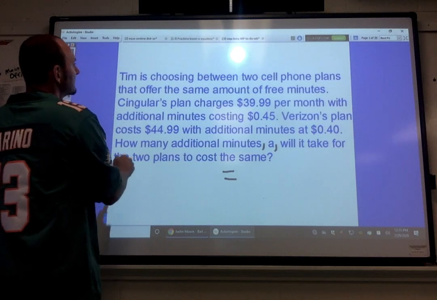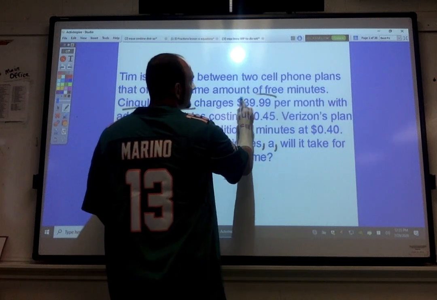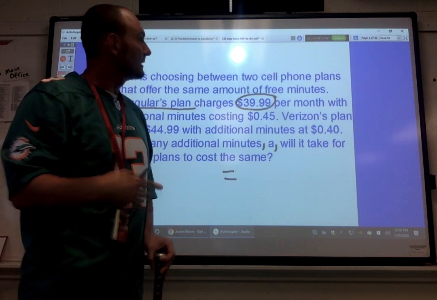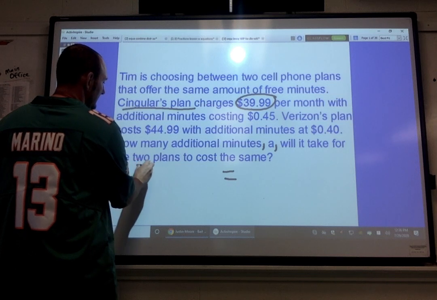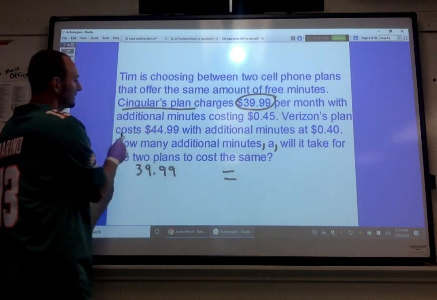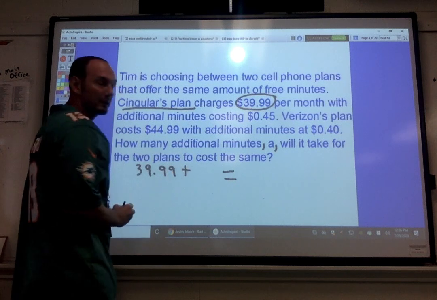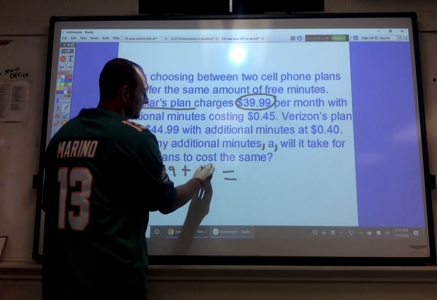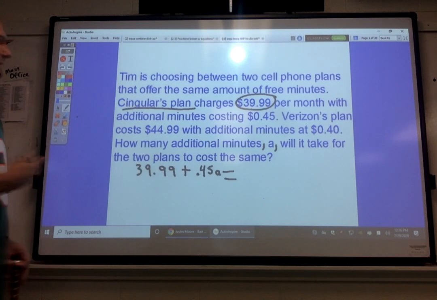Tim chooses between two plans. Singular's plan charges $39.99 per month. Am I going to pay that more than once a month? No. So that's like a constant, a one-time fee. So I'm going to put Singular over here: $39.99. And then it says per month with additional minutes costing, so I'm also going to pay 45 cents per additional minute, A. So now I've got Singular's plan.